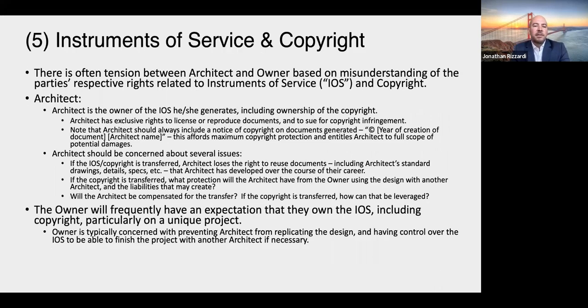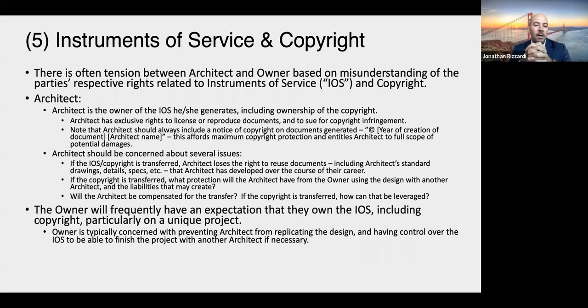Okay, so this is the first topic that I mentioned earlier. Some of these topics I included because I see a lot of confusion. This is the first one of those: copyright. I think that confusion is often caused by a misunderstanding, typically on the part of the owner, of how copyright works. What I see is owners frequently having an expectation that they own the copyright, the instruments of service and the copyright. And all the more so on a unique project. I can understand where they're coming from.